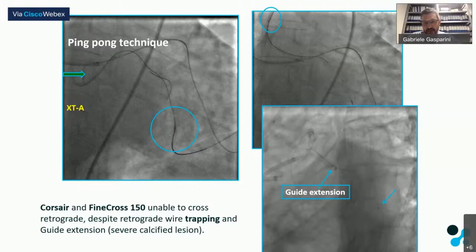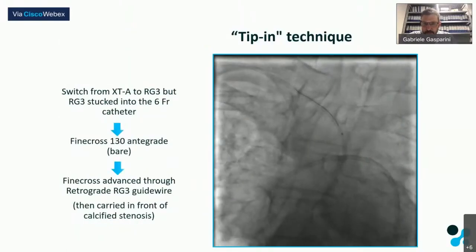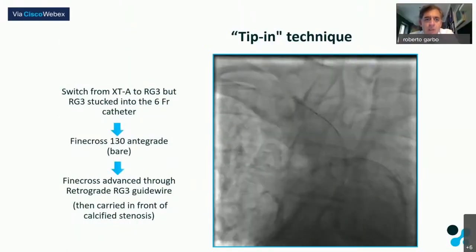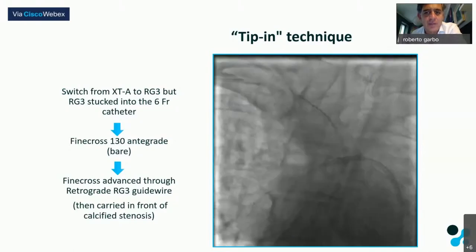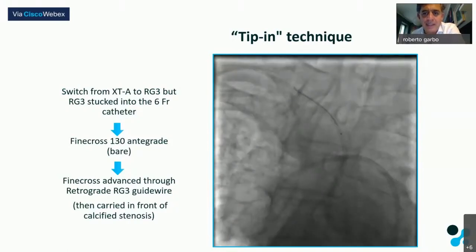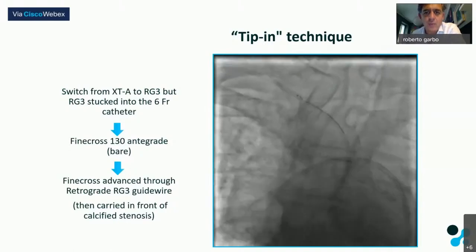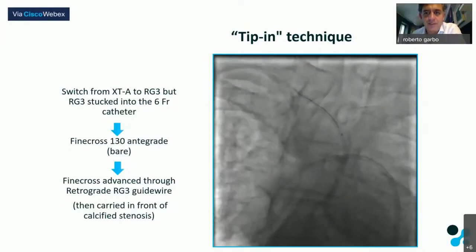You can try to advance the retrograde guide wire without the support of the microcatheter, to advance the wire into the tip and into the antegrade guiding catheter. Sometimes it could happen, but it's not so frequent, and you should be very lucky. Yeah, but this is a situation in which, when you don't want to force your epicardial, you can leave your retrograde microcatheter distal to the guiding catheter, and you push. You have your retrograde wire in the antegrade guiding catheter, like in this situation, and you can try to enter with the bare antegrade microcatheter, and to perform this so-called tip-in.